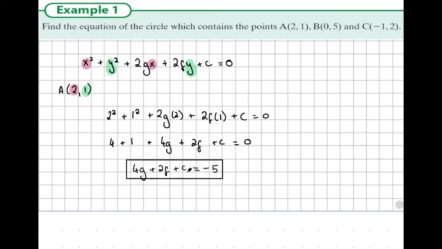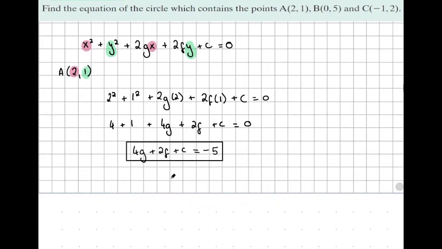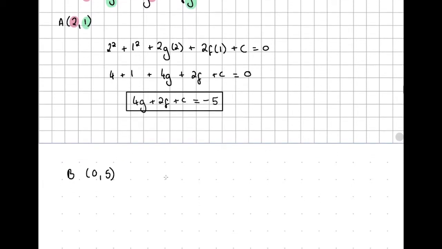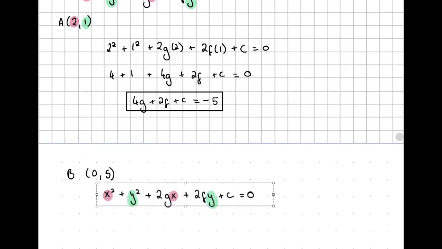Now, if we have three unknowns, g, f, and c here, we're going to need to find at least two other equations to solve that. So how could we get two other equations to be able to have three equations in three unknowns? So what I could do is use the other point, which was B. So B was equal to 0, 5.